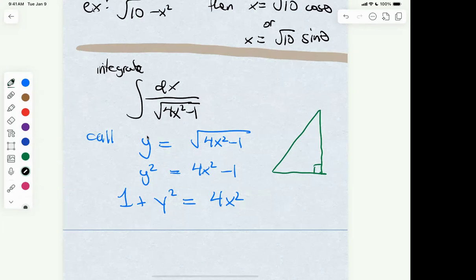So in this case, I'll just draw my triangle with sides 1, y, and 2x. So if you draw the diagram in that case, right?